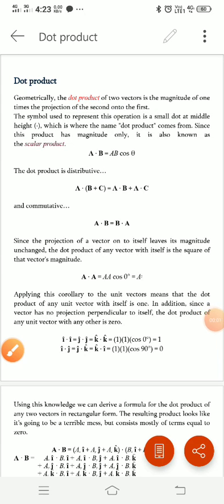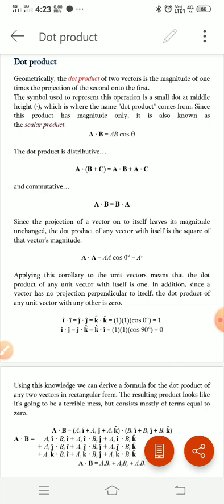Friends, today I am explaining scalar product or dot product of two vectors. When two vectors are multiplied to get a scalar quantity, the product is called dot product or scalar product.